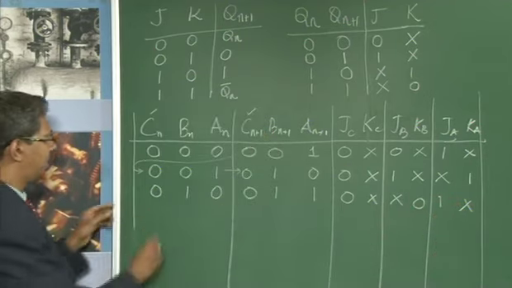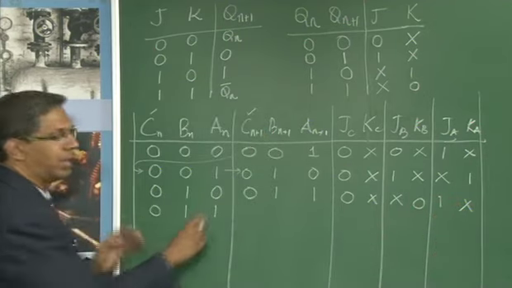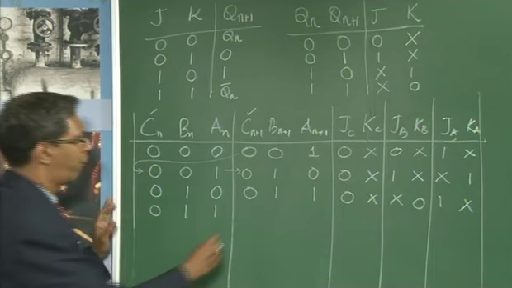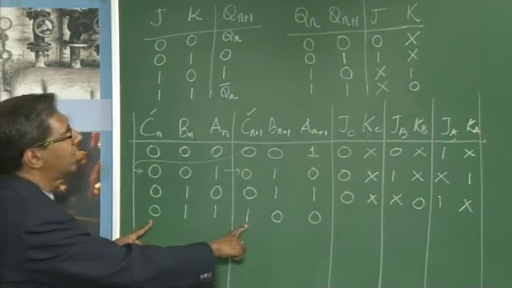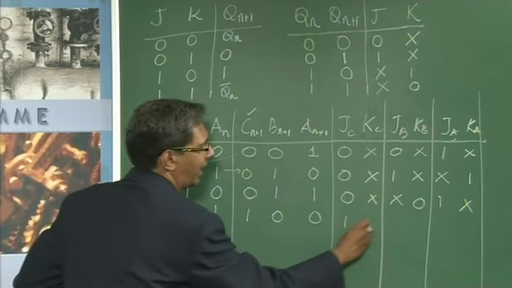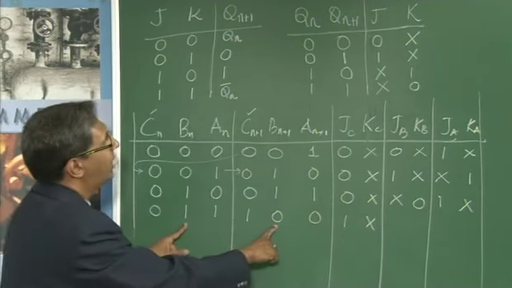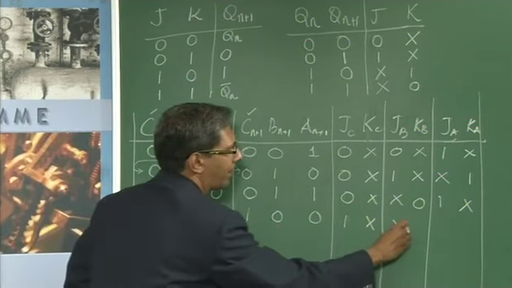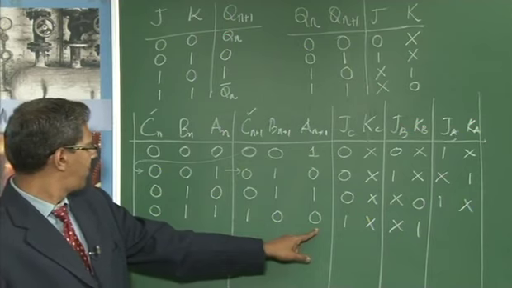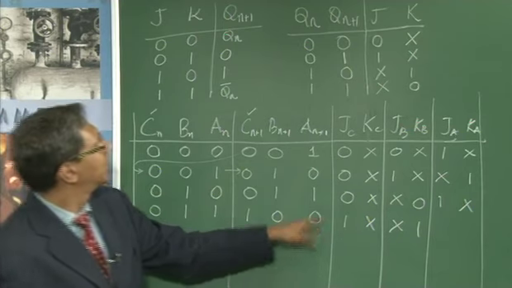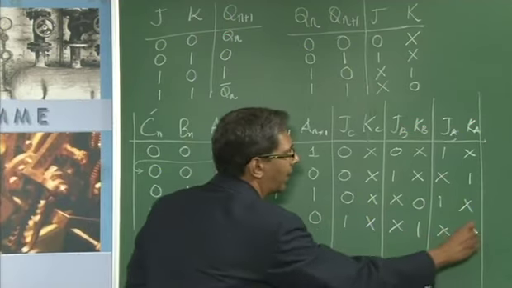Next, the present state is 3, and the next count becomes 4. Again individually, 0 to 1 is 1x. 1 to 0 is x1. And finally this also is going from 1 to 0, so 1 to 0 is again x and 1.